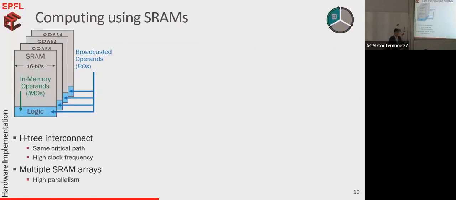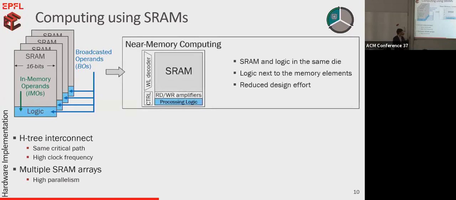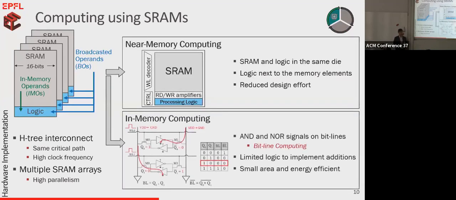So as I said, we consider SRAM as the compute memory in this paper. You see, we have multiple SRAM arrays connected with an H3 interconnection to achieve high clock frequency and high degree of computing parallelism. And we consider a near memory computing solution as well as an in-memory computing solution. Now, the near memory computing design is slightly simpler, I would say, because the SRAM is an SRAM. So you can take the IP of that memory and just add some logic in the periphery of the memory to implement the logic that is required to perform your computation.